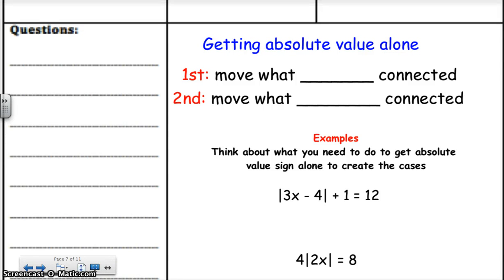Okay, today we are continuing our solving absolute value equations. We're bumping it up where we have to get the absolute value sign alone. You're going to have to get it alone before you make your cases. You cannot make the cases unless the absolute value sign is by itself. If you need to get it alone, it's just like solving for a variable. You move what is not connected to the absolute value, and then you move what is connected.